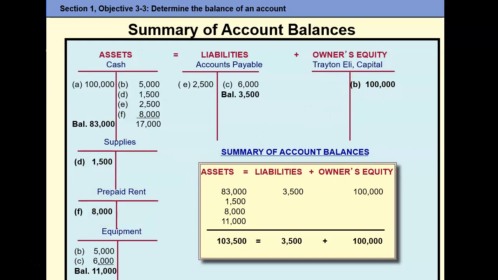Now, although we're using T accounts, the accounting equation must still be in balance. Your assets must equal the liabilities plus your owner's equity. So once you have the ending balance for each of your accounts, get a total for all of your assets, a total for your liabilities, and a total for your owner's equity, and the accounting equation must still balance. Your assets must equal your liabilities plus your owner's equity.